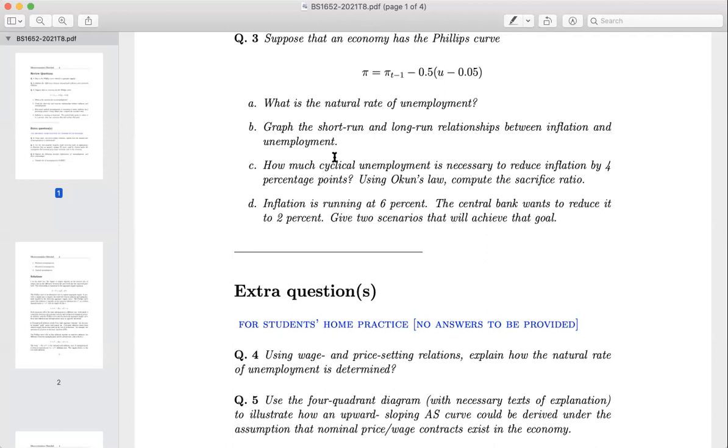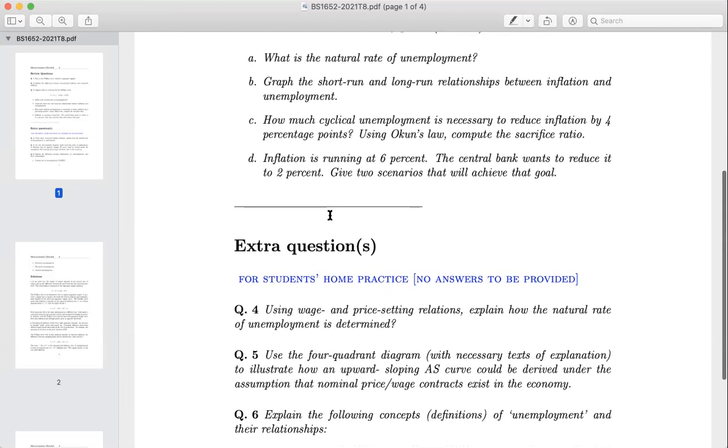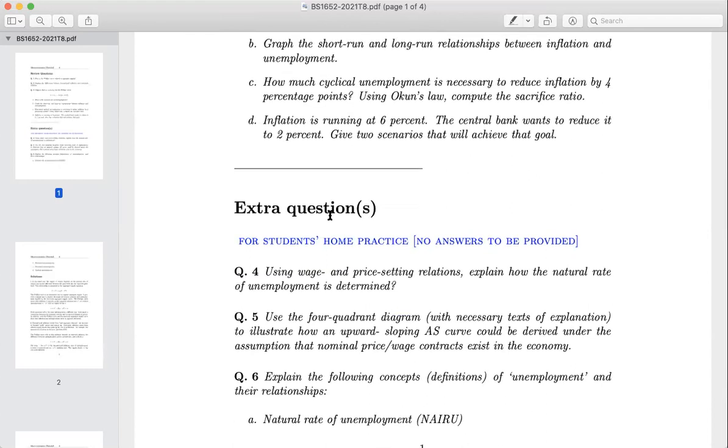Before I conclude the session, I just want to refer to these extra questions, which do not have answers on Learning Central. As I said, I will post the answers at the end of the round of tutorials, which is Thursday. The last tutorial group is Thursday, so I'll post the answers and the recording on Thursday. But when I post the solutions, there will be no answers for these extra questions.